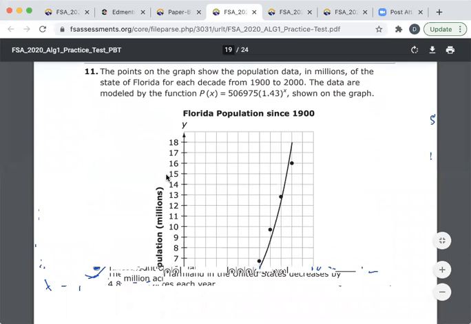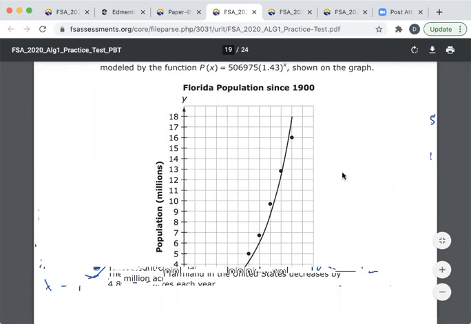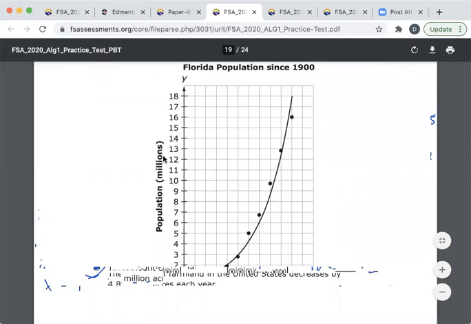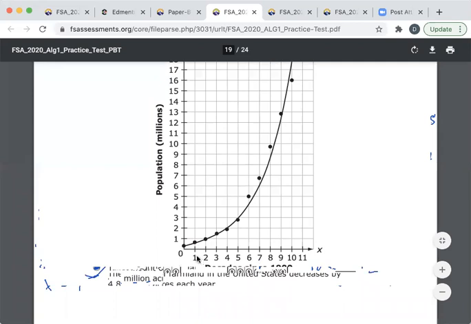Okay, so for number 11, the points on the graph show the population data in millions of the state of Florida for each decade from 1900 to 2000. The data are modeled by the function p of x equals that big number times 1.43 to the x shown on the graph. So this is an exponential function, which is why it curves up steeply. The population up and down is in millions, and the decades are on the bottom. So that's every 10 years, 1 is 10 years, 2 is 20 years.